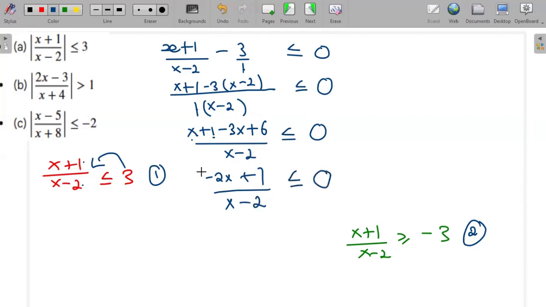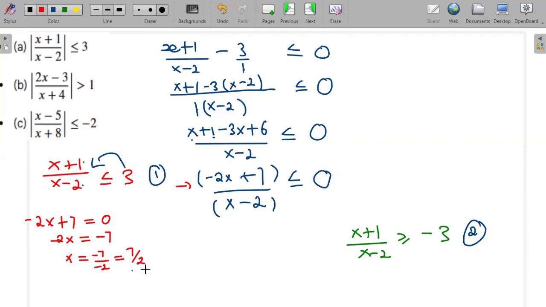Now we have a factor on top, a factor down, and we are saying less than or equal to 0. This is when we can find the critical points. For the first critical point, I take the numerator, minus 2x plus 7, and equate it to 0. This gives minus 2x equals minus 7, so x equals minus 7 over minus 2, which is just 7 over 2. This is my first critical point.